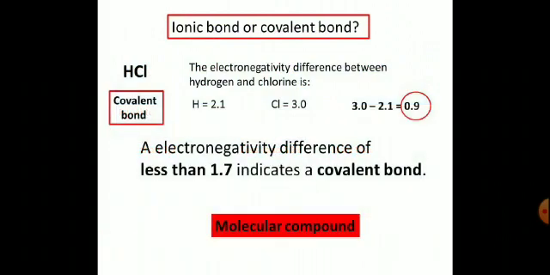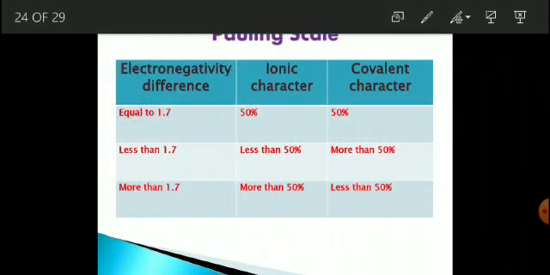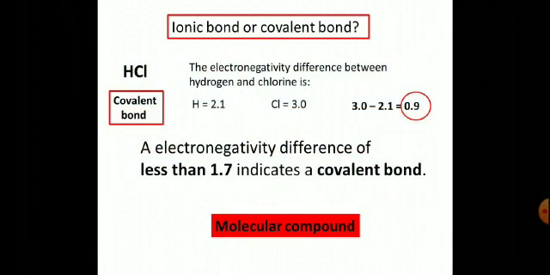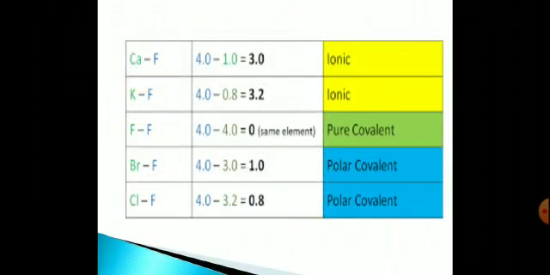So let us see in the HCl molecule, the electronegativity value of hydrogen is 2.1, and of chlorine is 3. The electronegativity difference between hydrogen and chlorine is 0.9. As we already studied in the table, if it is less than 1.7, here the value is 0.9, so it is less than 1.7, which means the covalent bond is dominant, or the bond between hydrogen and chlorine is a covalent bond. So let us see some more examples.